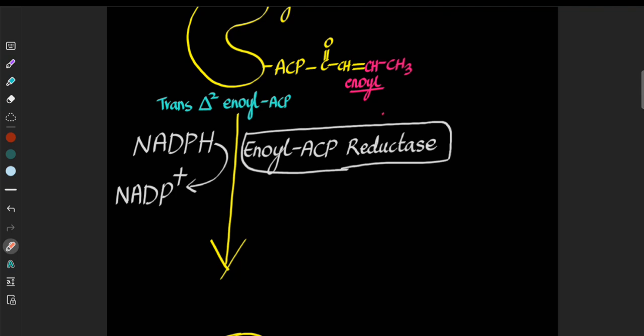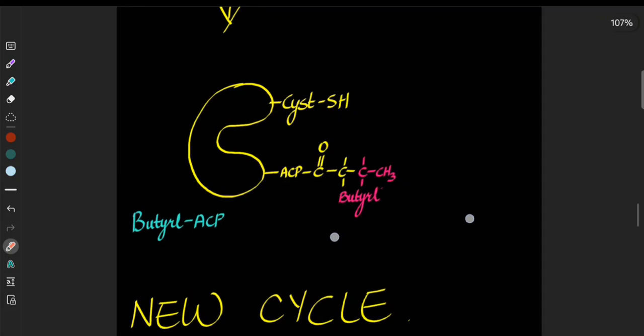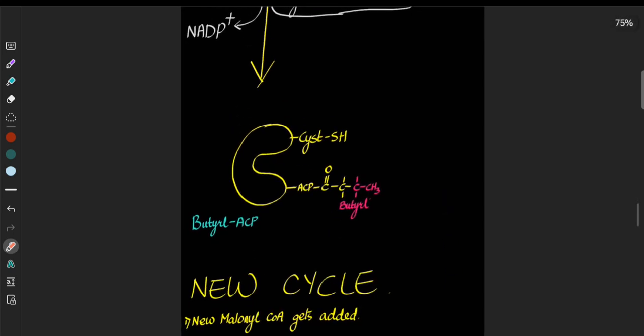So now if you see over here, finally this double bond will be converted into a single bond. That means hydrogen will be donated, and when hydrogen is donated, the double bond shifts to a single bond, and this will be known as butyryl, right? So this compound is known as butyryl ACP. Okay, so as you can see over here, the ACP is attached to a carbonyl, and then three carbon molecules. So 4 carbons together, that's why butyryl.